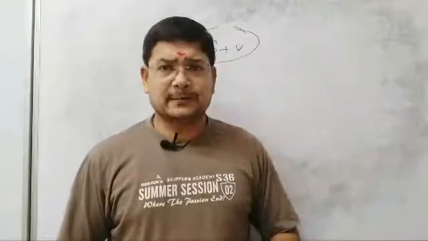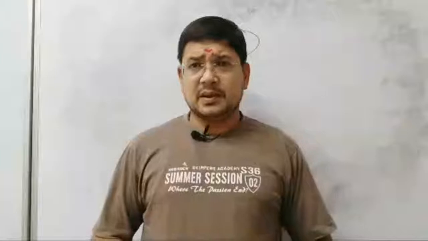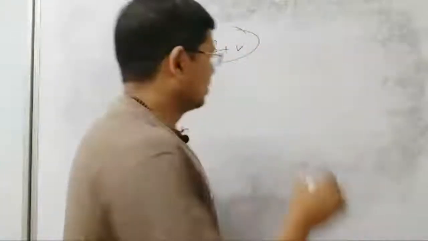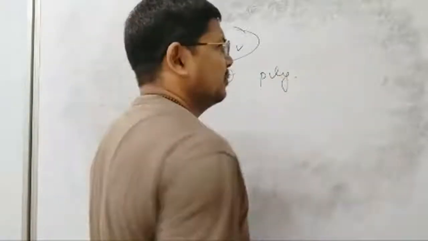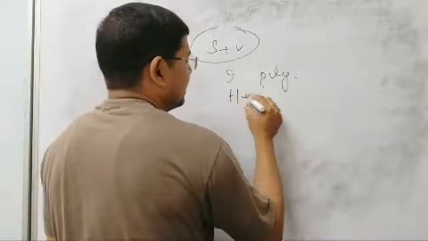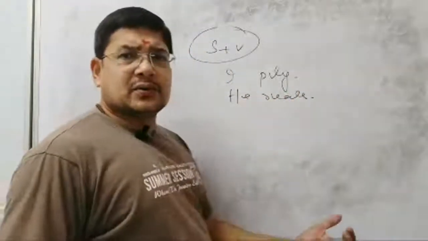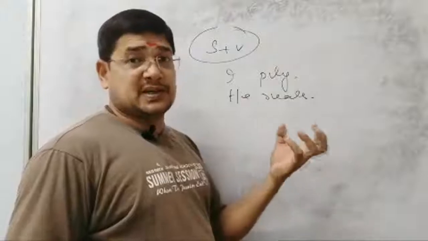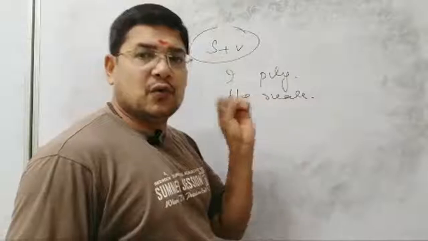That is type 1. What is it? Subject plus verb. The pattern, as I told, look: I play. You can say he reads. So this is what we call the simple sentence pattern. Yes or no? The first pattern is subject plus verb.